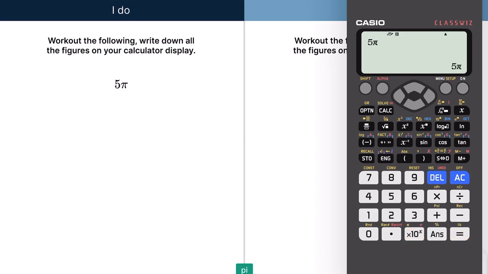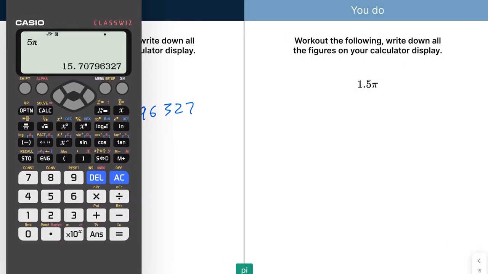Now if you press equal, you'll notice it says 5 pi again. You need to press this SD button, which is above the delete button, and that will give you the answer. Okay, so that is 15.70796327. And again, hopefully you've pressed pause and had a go at this one here.